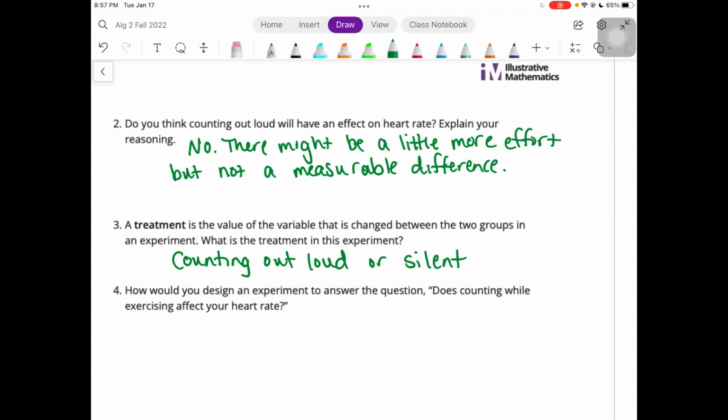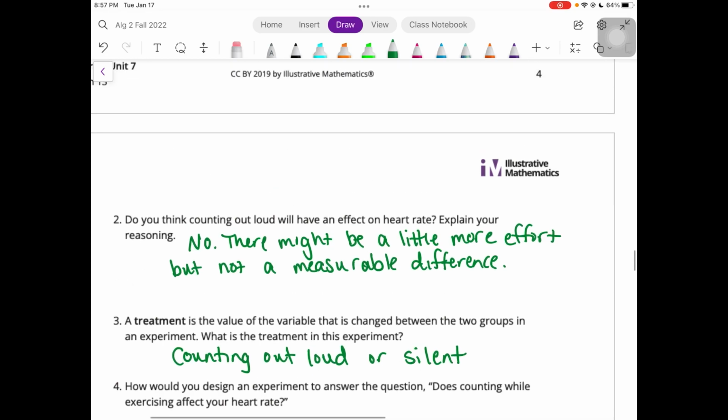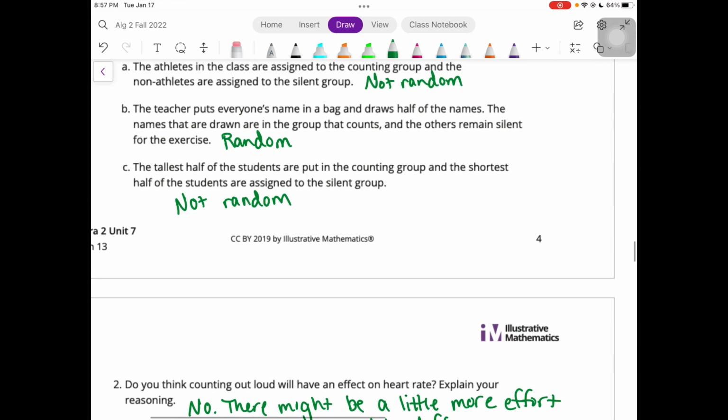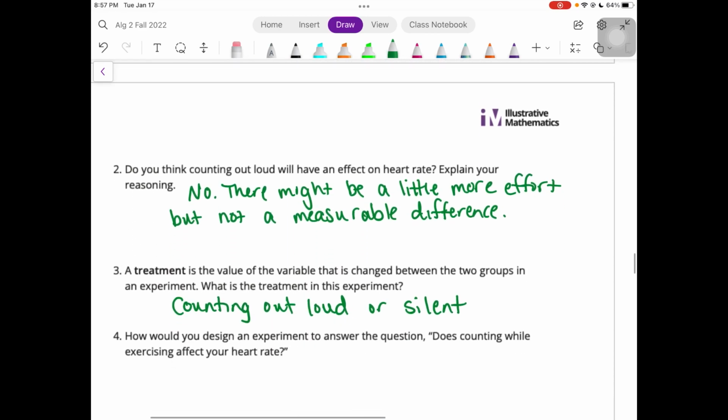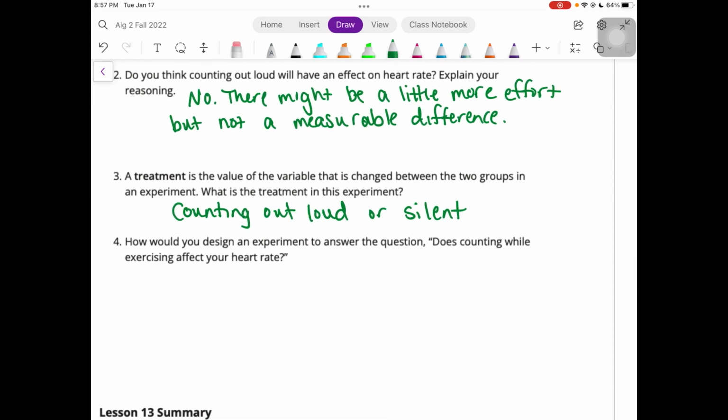How would you design an experiment to answer the question, does counting while exercising affect your heart rate? I kind of like that second one. Put everybody's name into a bag, draw half the names. And so half is in the one group that counts. The other one is in the group that doesn't count. And then analyze the results using a randomized distribution.